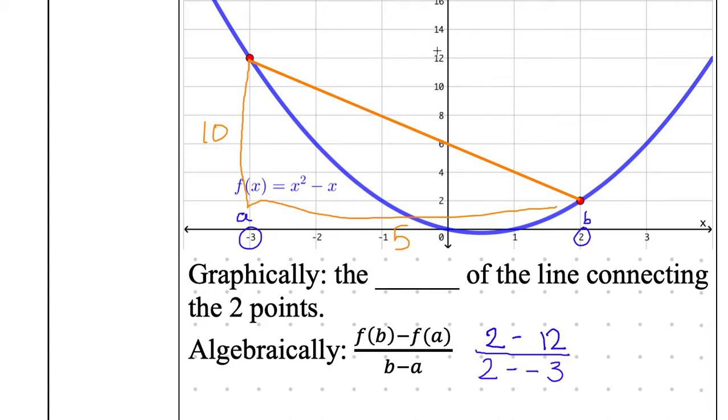Where did those numbers come from? The y coordinate was 12. The y coordinate was 2. If I come over from B, B comes over all the way over here to 2. That's why I wrote 2. And then if I come to A, the height at 12 comes all the way over here to 12.